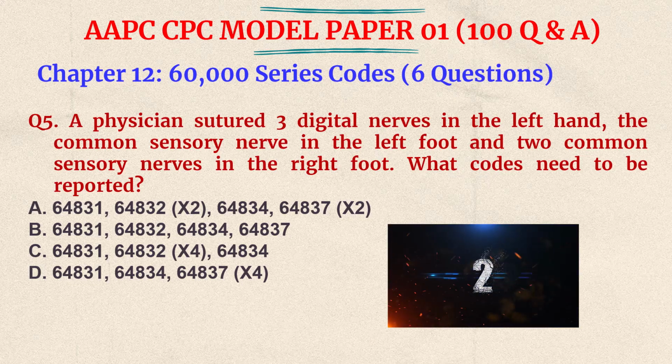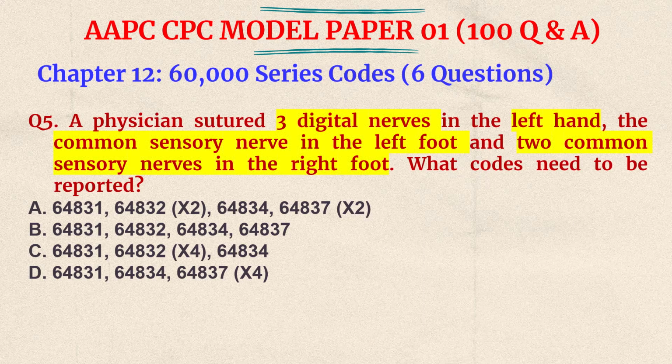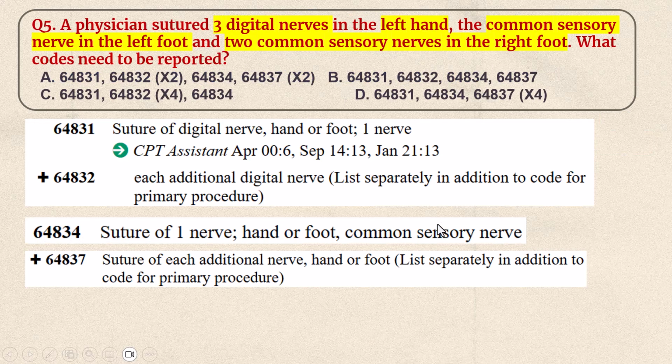3, 2, 1. Okay, in this case, you have to highlight the following things. There is suturing of 3 digital nerves on the left hand, a common sensory nerve on the left foot, and 2 common sensory nerves on the right foot. So you can find the answer using the elimination method. Here you can see all 4 options have 831 code, and 832, like adjacent codes, are available, so you can use the elimination method. So when you go to 64,831, that is suture of digital nerve, hand or foot, one nerve.